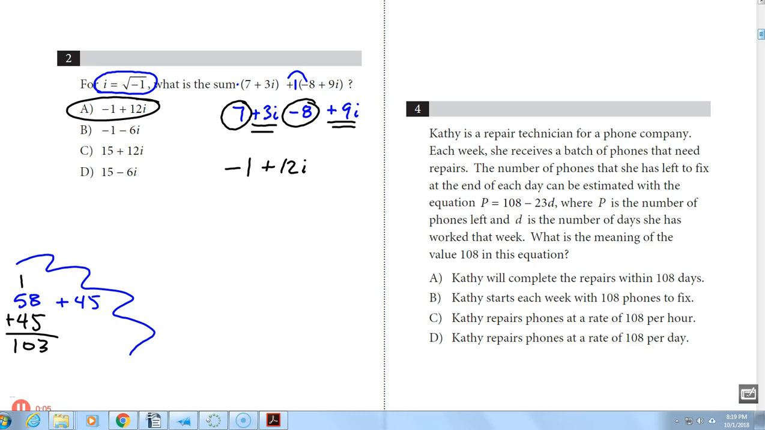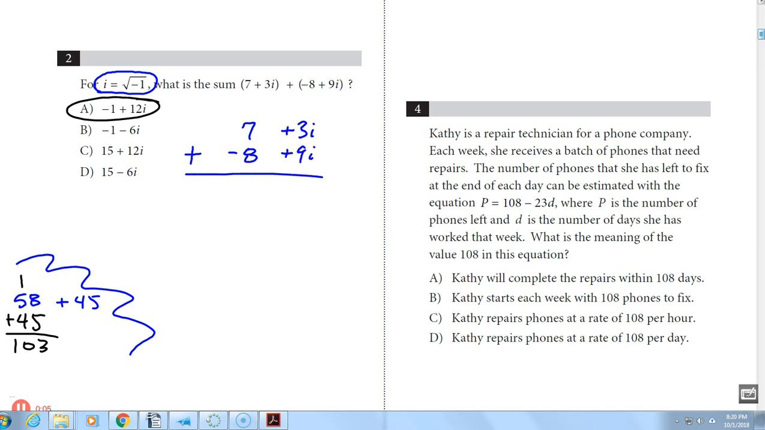So another way to do this problem, if you don't like going horizontally and combining like terms, you could stack it up and say 7 plus 3i added to negative 8 plus 9i. And it might look a little bit easier visually for you to stack them. So 7 plus a negative 8, that's negative 1. Positive 3 plus a positive 9, that's plus 12. And you'll get the exact same answer by stacking them. So a couple different options there.